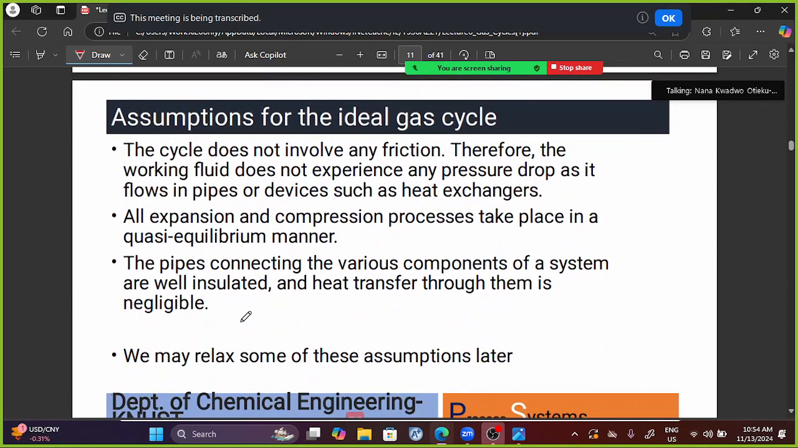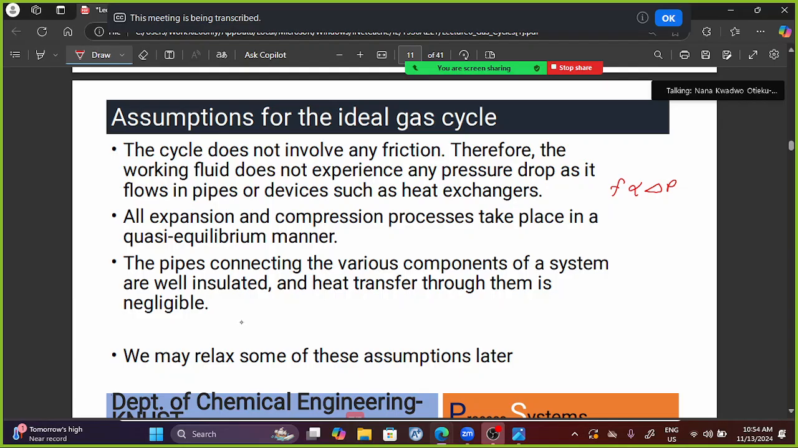Okay, so the assumptions that we are working with are: the cycle does not involve any friction. So the working fluid won't experience any pressure drop as it flows in the pipes. Remember when we're doing fluid transport that if there's any kind of friction, it has a certain relation to the pressure drop. So we are just assuming that there's no friction in our cycle, so there's not going to be any pressure drop. That point is also important. Unless the question states otherwise, we just assume that there is no pressure drop in our system.